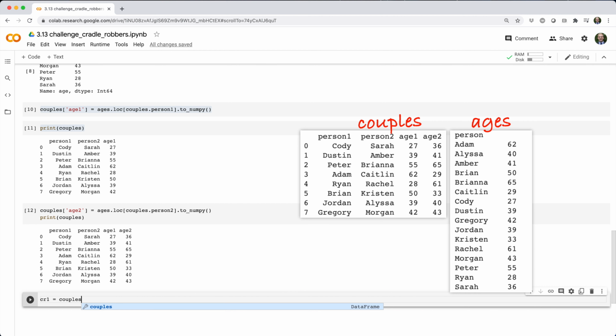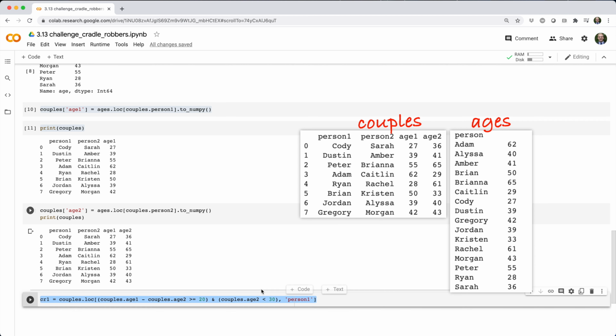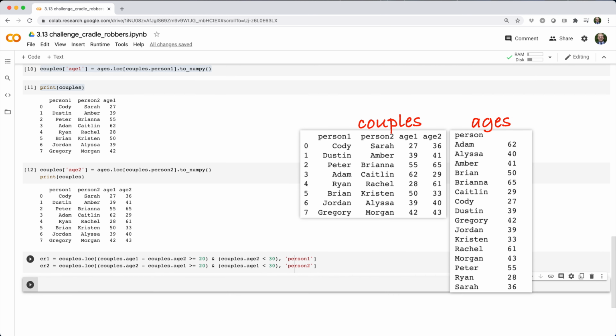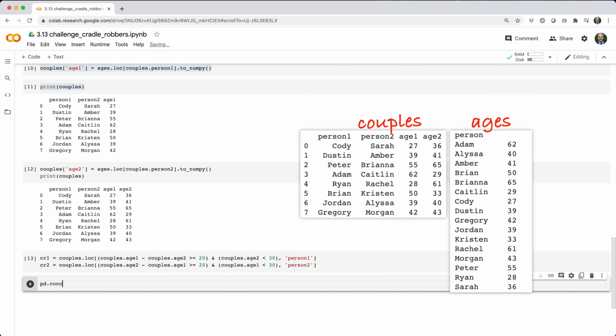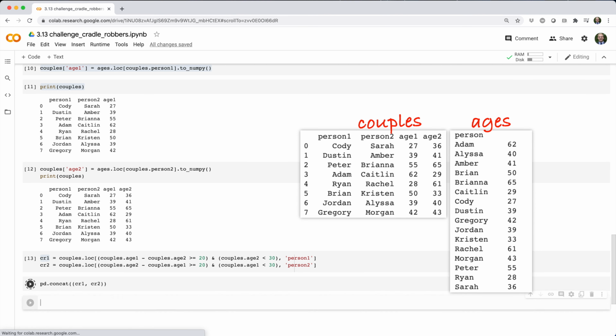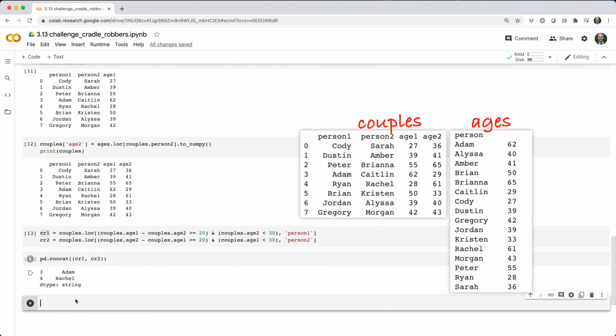And then I do some basic Boolean filtering to identify cases where person 1 is a cradle robber and cases where person 2 is a cradle robber. Lastly, I use pd.concat to concatenate those series together and identify Adam and Rachel as the cradle robbers.